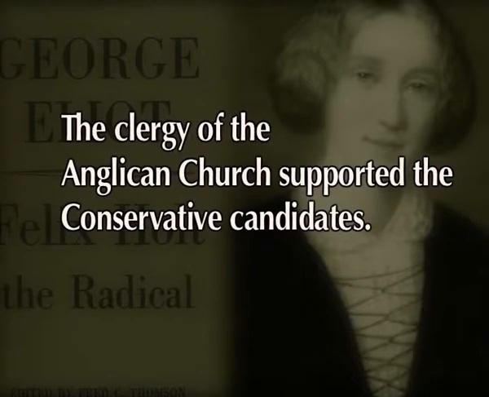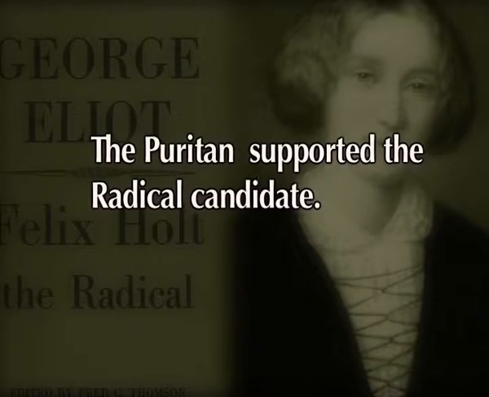Candidates were also employed as pamphleteers and campaigners. Men who were not voters were bought to campaign. Tenants like Thomas Tronsome were employed as professional bill stickers. The clergy of the Anglican Church supported the conservative candidates, while the Puritans supported the radical candidate. Hence, for the first time in Trebi Magna, religion was also used to influence the election.